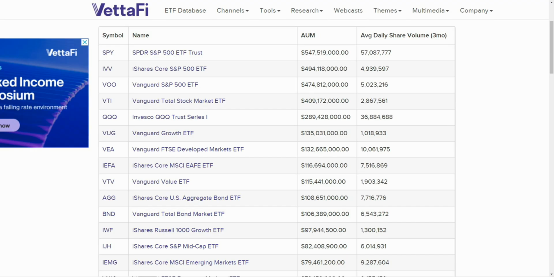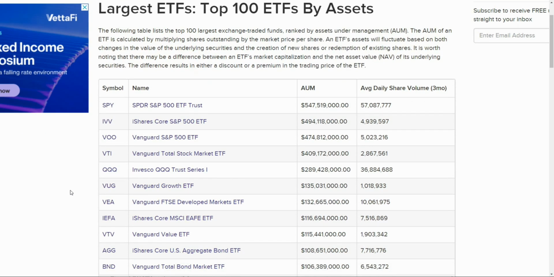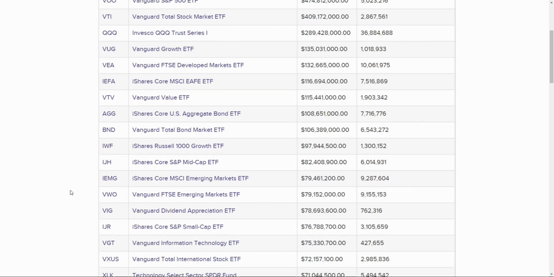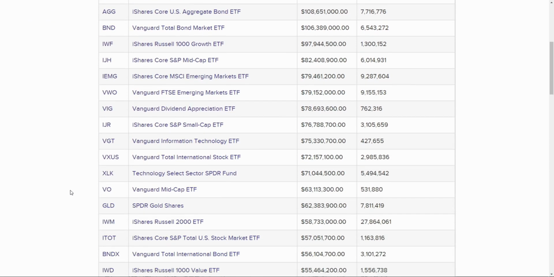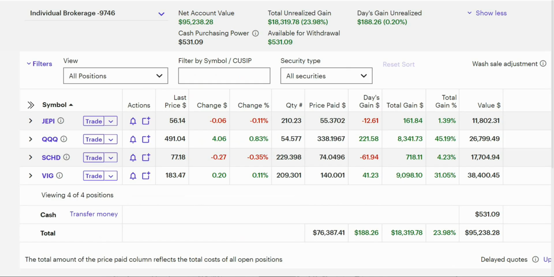Now, as I said, SCHD is an extremely popular dividend ETF. I believe it is the 27th most popular ETF by assets under management, and it is only second when it comes to dividend investing to VIG, the Vanguard Dividend Appreciation ETF, which is another ETF that I own. I own quite a few shares. It is the largest position of my portfolio with approximately $38,000 invested.